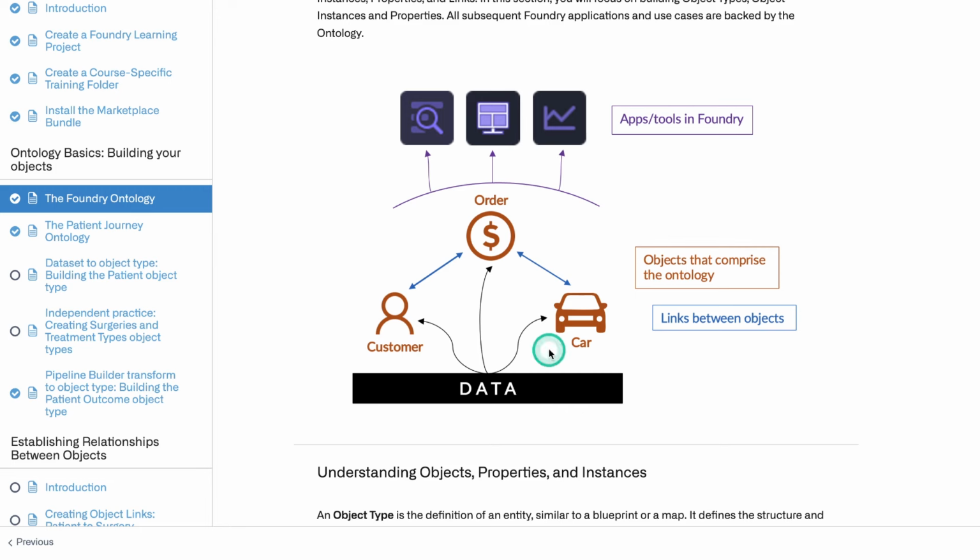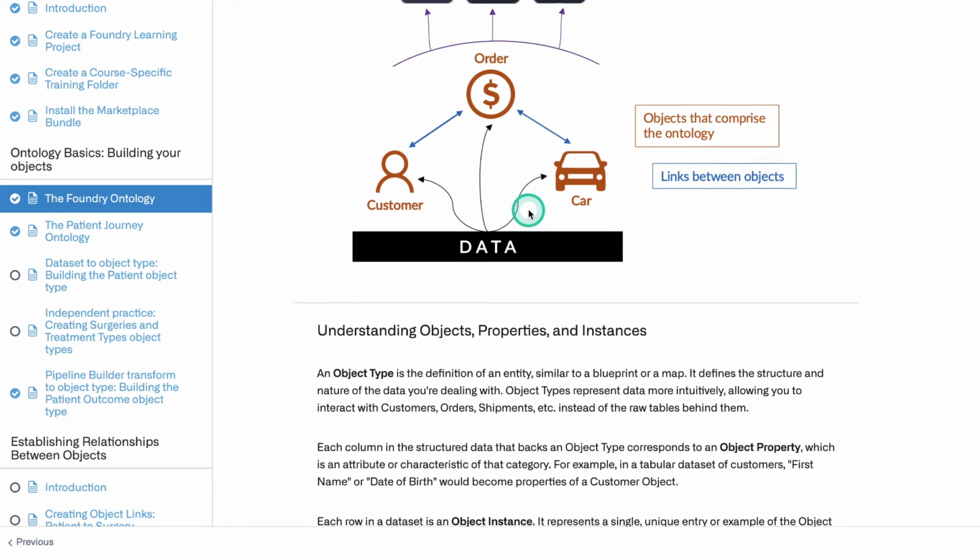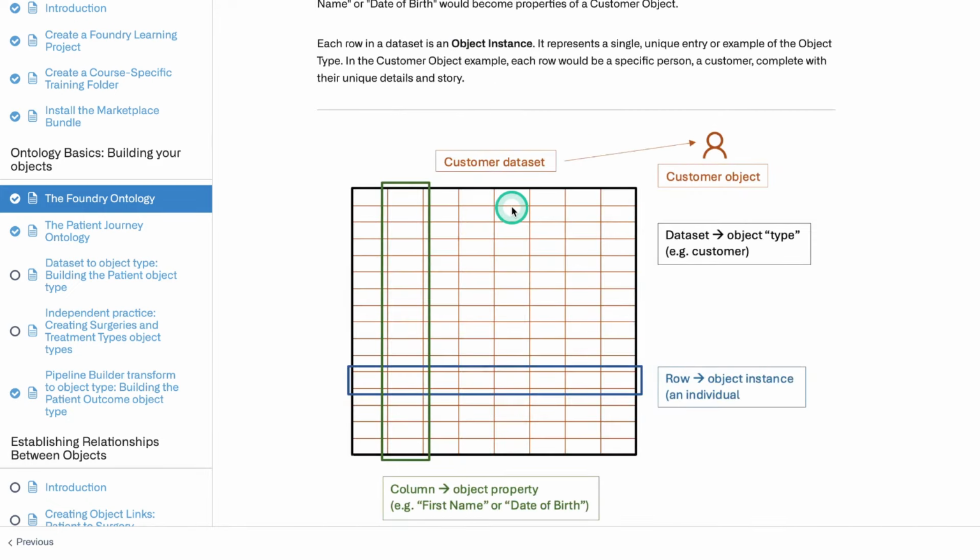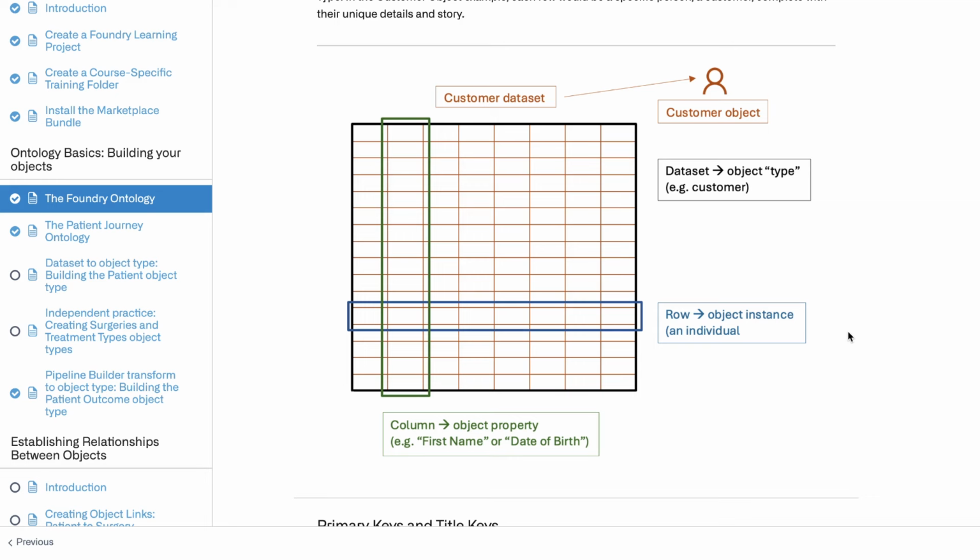In Foundry, everything starts with data. Data then backs object types, which powers various applications and tools in Foundry. Now, let's talk about how concepts in the ontology map to things that you understand and work with in your day-to-day. For example, a customer object type will map to a customer dataset. Generically, a dataset corresponds to an object type. A row in a dataset corresponds to an object instance. So, for example, a customer is an instance of the customer object. A column in a dataset corresponds to an object property. So for a customer, that would be first name or date of birth.